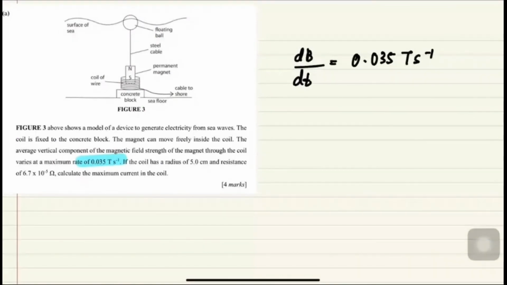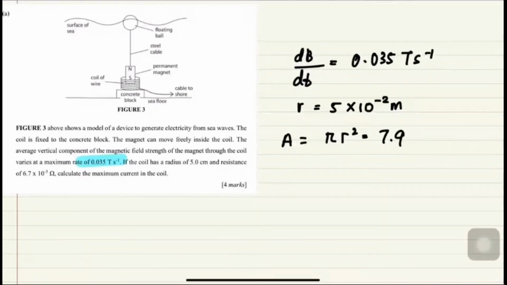The coil has a radius, so the radius initially is 5 cm. The radius doesn't change. So you can straight away calculate the area, which is pi r squared. If you calculate this one, you should get 7.9 times 10 to the negative 3 meters squared.